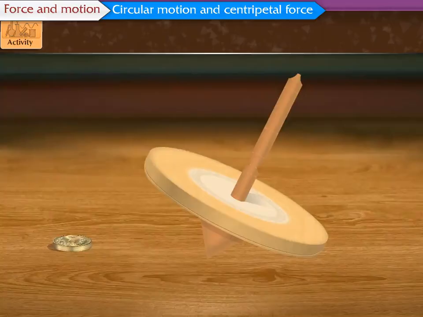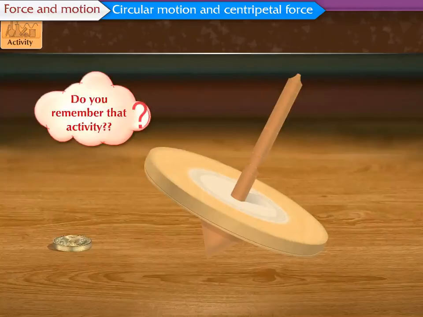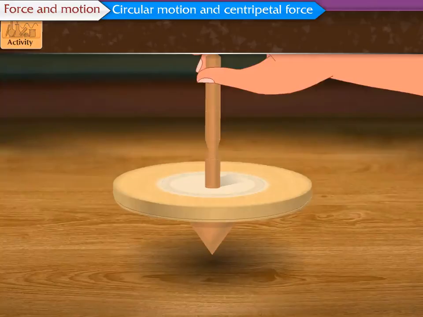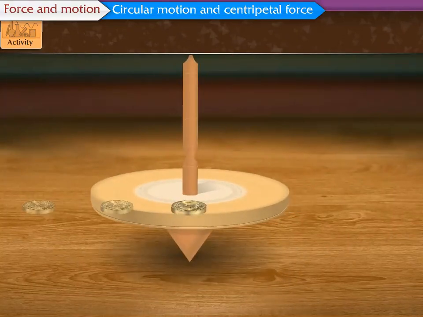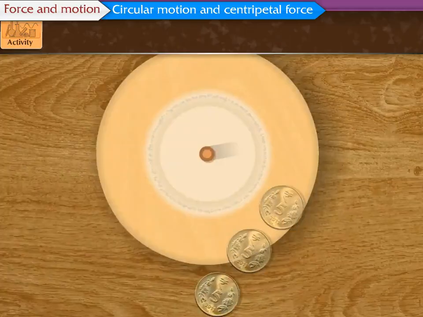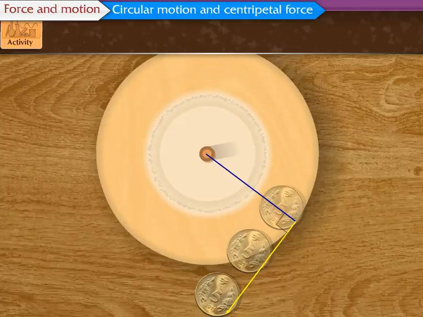We had performed a similar kind of activity in the previous grade. Do you remember that activity? In that activity, a 5 rupee coin was kept on a rotating circular disc. We observed that, as the disc moves with high speed, the coin placed at the edge of the disc is thrown off. When the coin is thrown off from the disc, it is in the direction of the tangent which is perpendicular to the radius of the disc.